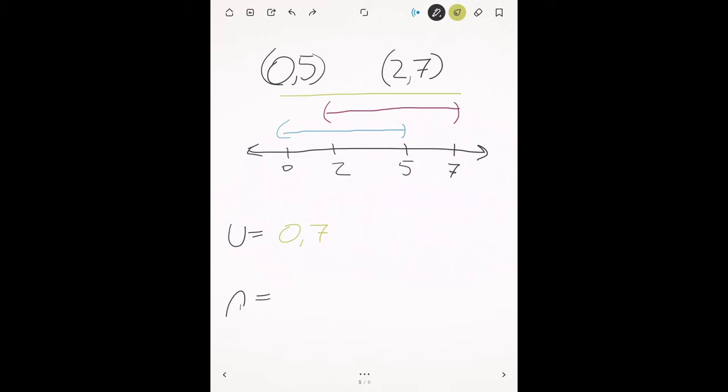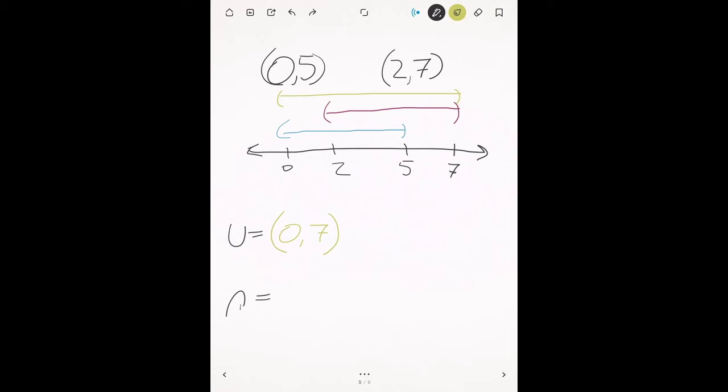So really, 0 to 7 is the union, and we're going to throw parentheses around this because 0 is not included, and 7 is not included, so I can't include 0 and 7 in the union. Everything in between, I'm good, since they're in both sets.